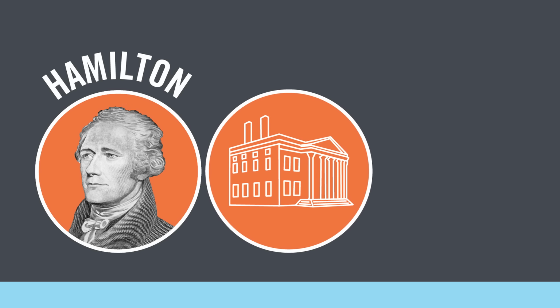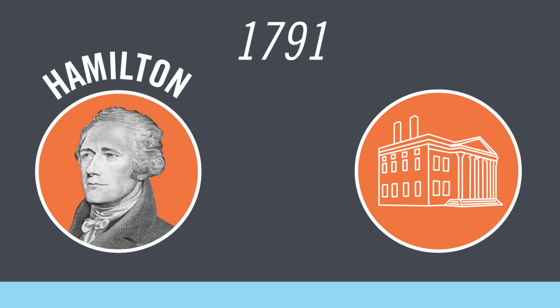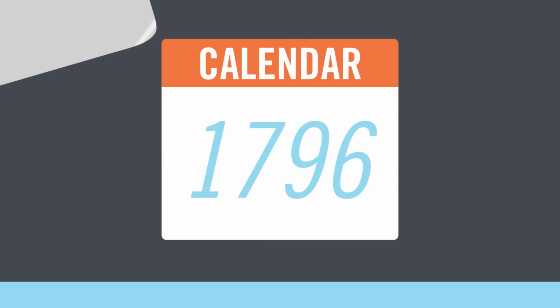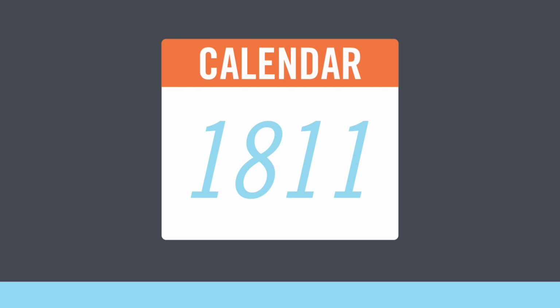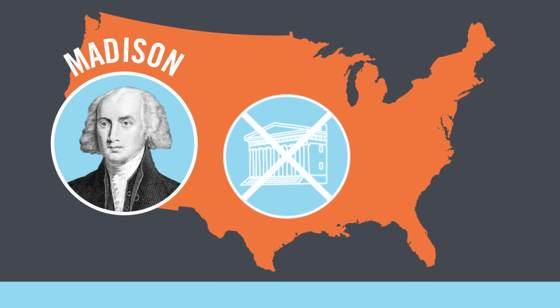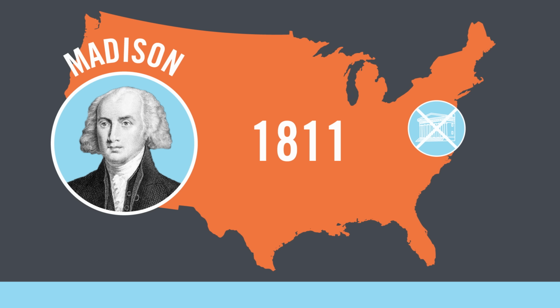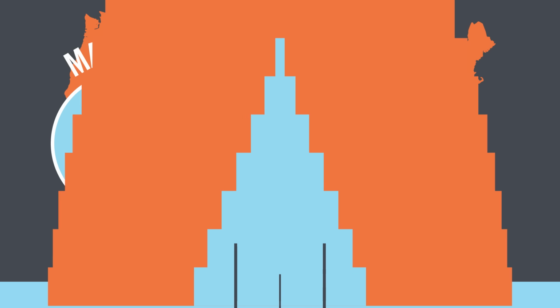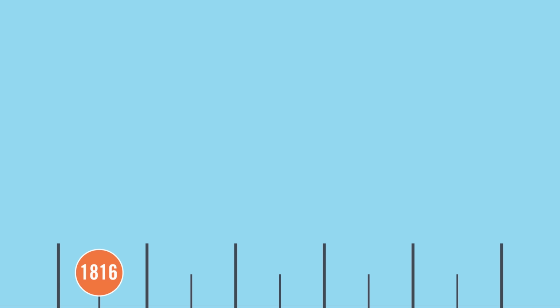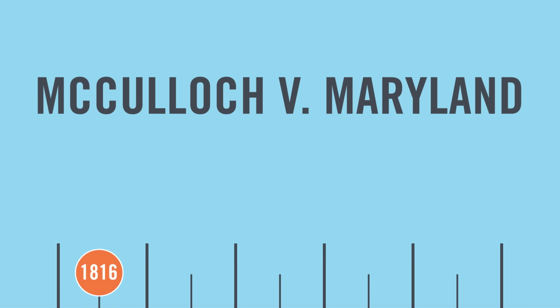Round one would go to Hamilton, as Congress chartered the first national bank in Philadelphia in 1791. The fight, however, was far from over. Twenty years later, in 1811, Jefferson saw a victory as President James Madison and Congress refused to renew the bank's charter and let it die. This takes us to 1816, and the Supreme Court case, McCulloch versus Maryland.